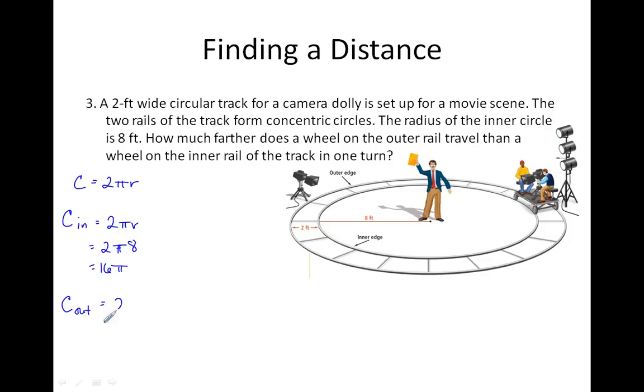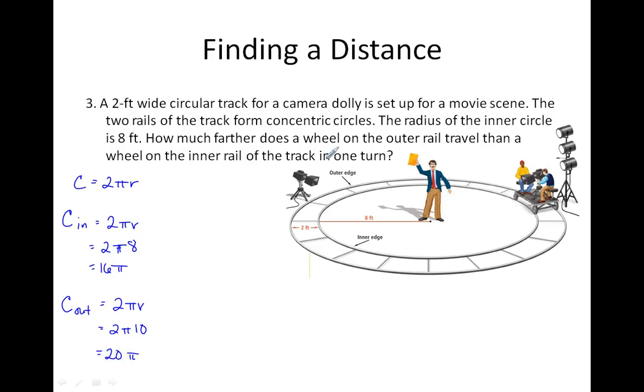For the outer circle, we're still going to use 2 times pi times the radius. My radius for my outer circle is going to be the inner circle plus the distance between the two. So I have a radius of 10, which means the whole circumference is 20 pi.